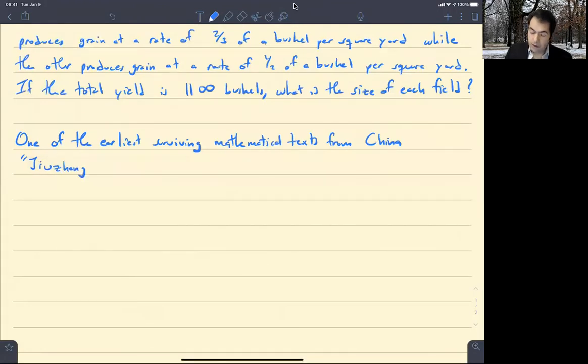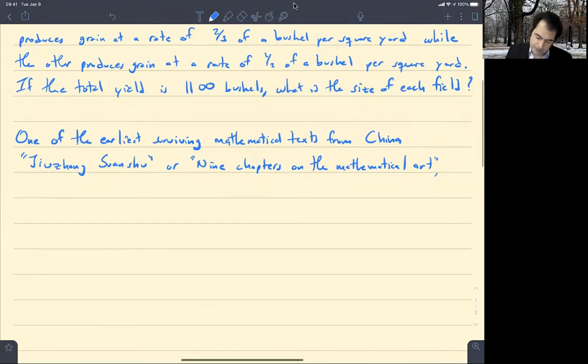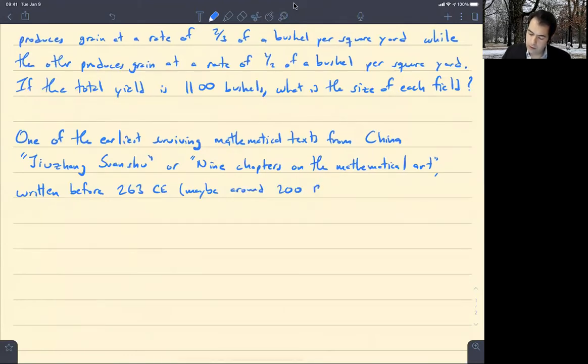Zhu Sang Xuanshu, or 9 chapters on the mathematical art. Written sometime before the year 263. Maybe around 200 BCE.